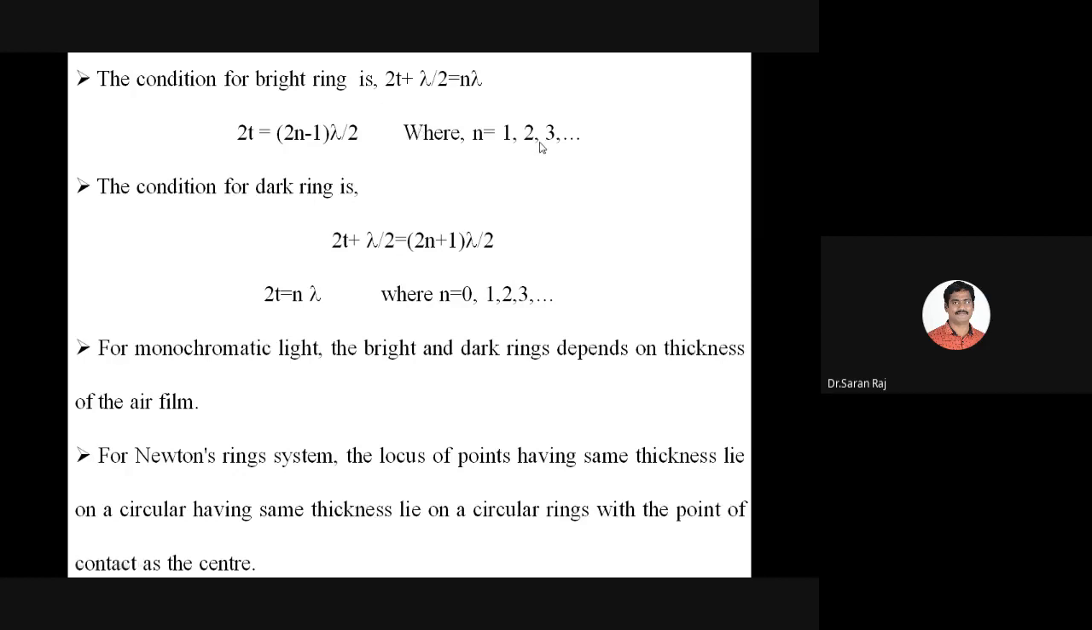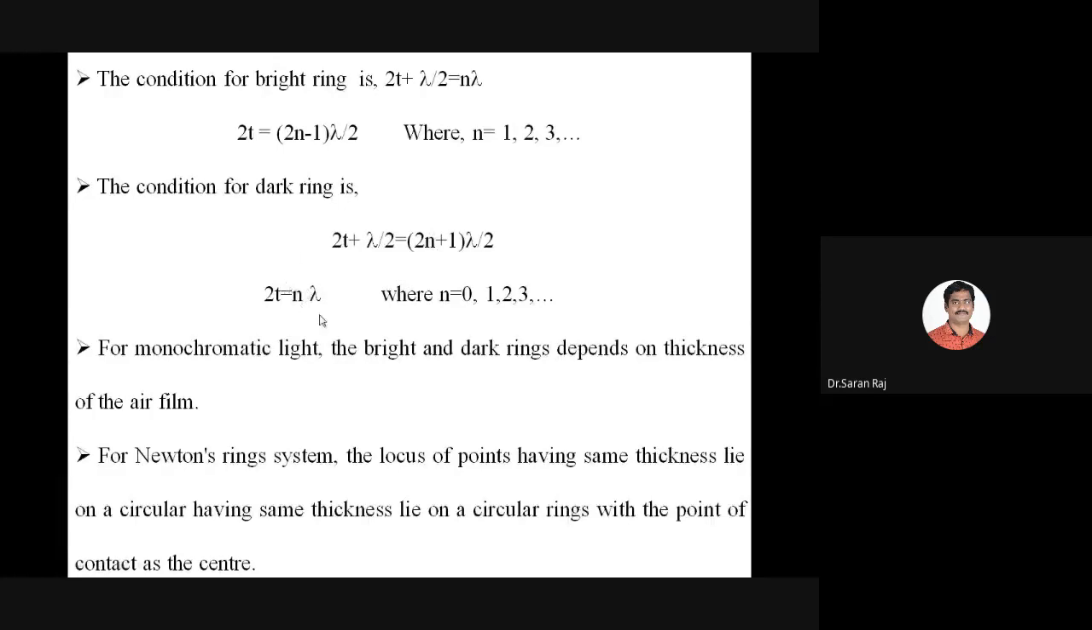Now we can write the condition for dark ring. The path difference in the non-uniform interference, 2t plus lambda by 2, equals the condition for dark fringe, (2n plus 1) into lambda by 2. Here I want only the 2t value, so lambda by 2 moves to the right-hand side as minus lambda by 2. Multiplying inside, 2n lambda by 2 plus lambda by 2 minus lambda by 2; the lambda by 2 cancels, and 2n lambda by 2, the 2s cancel, we get n lambda. So 2t equals n lambda.